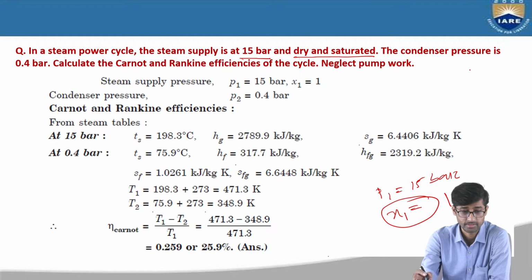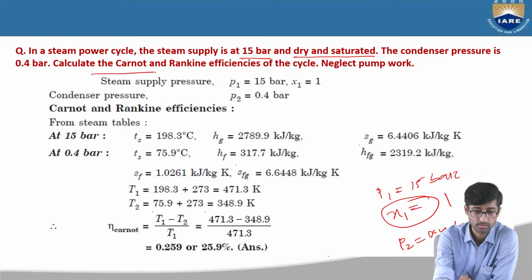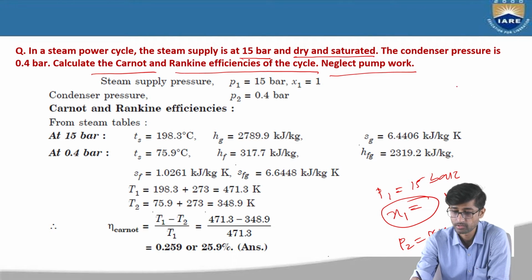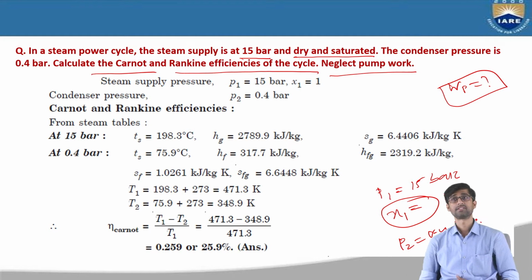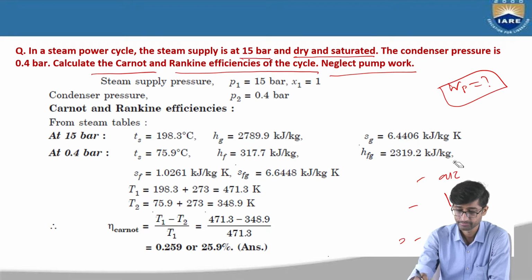The condenser pressure is given as 0.4 bar. What is the condenser pressure here? That is equal to P2, 0.4 bar, right? So calculate the Carnot and Rankine efficiencies of the cycle by neglecting the pump work. Here we are neglecting WP, the pump work. So we have to calculate the Carnot efficiency and the Rankine efficiency. So how to calculate? We'll see.